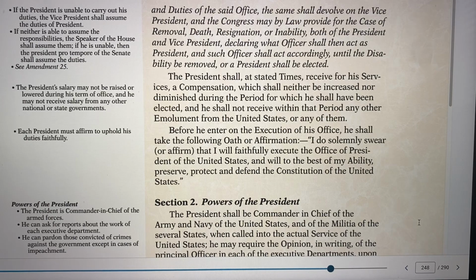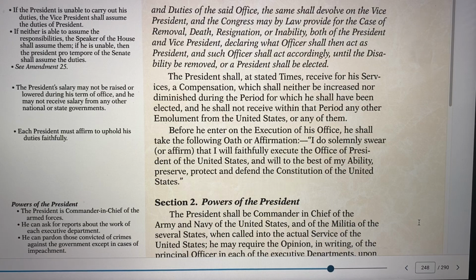Okay, over here, this is what I'm reading on the side. If the president is unable to carry out his duties, the vice president shall assume the duties of the president. If something happens to the president, who takes over? The vice president. If neither is able to assume the responsibilities, the Speaker of the House shall assume them. So if you don't have the president or the vice president, the Speaker of the House is next. If he is unable, then the president pro tempore of the Senate shall assume. This is all now in Amendment 25.